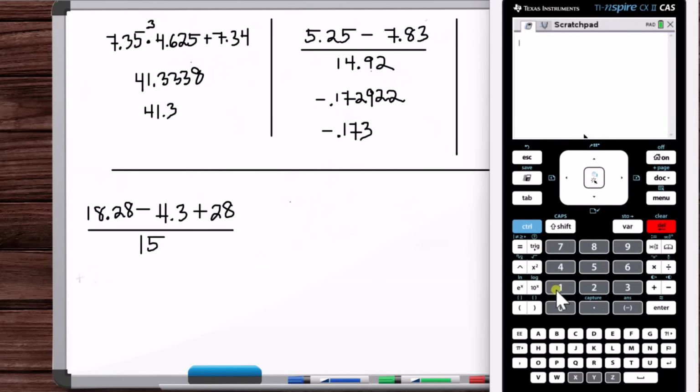Okay, so let's do 18.28 minus 4.3, but then we'll evaluate this because we need to track our significant figures. Okay, now plus 28. Okay, now divided by 15. 2.79867.